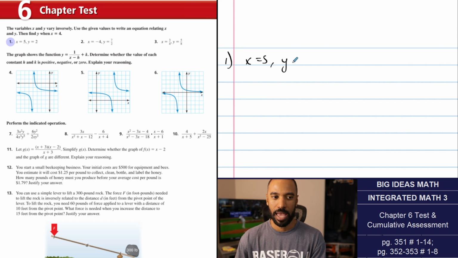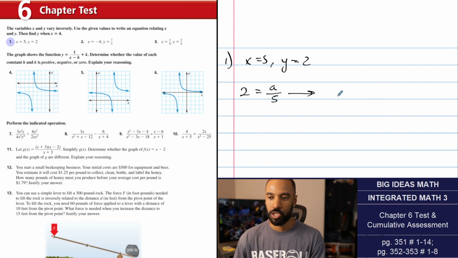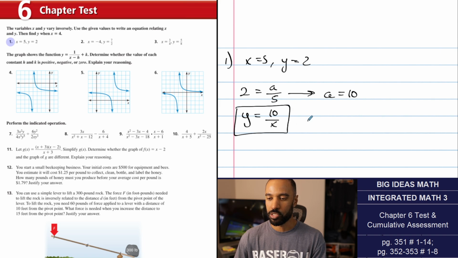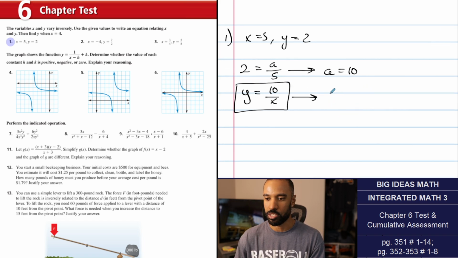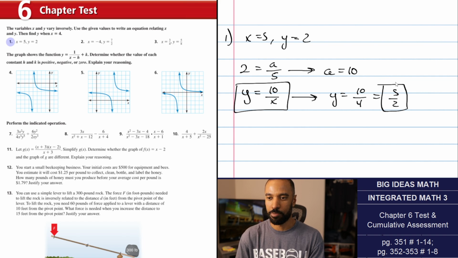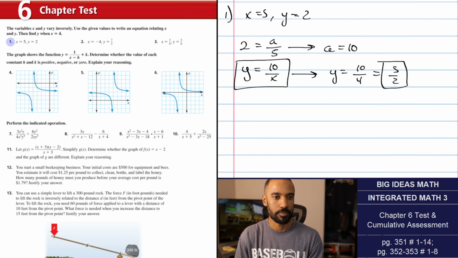So number 1, x equals 5, y equals 2. The equation is y equals a over x. So we're doing that. Using that to solve for a, our constant of variation, so we can write our equation as 10 over x. Y equals 10 over x, and now we can find y based on any x that they want. They say when x equals 4. 10 over 4 also reduces to 5 over 2. You could also write 2.5, but 5 over 2 shall do.